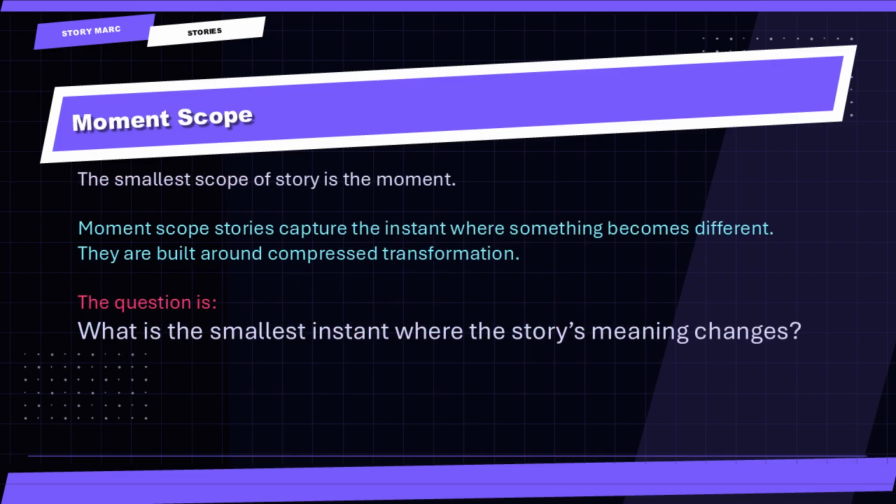The small scope of stories is what I call moments. Moment scope stories capture the instant where something becomes different. It's basically built around compressed transformation. The question built around it is, what is the smallest instant where the story's meaning changes?